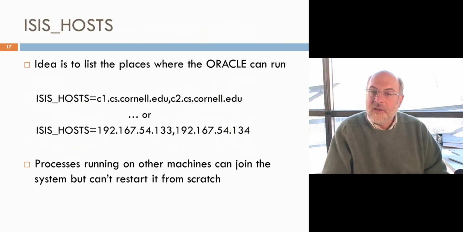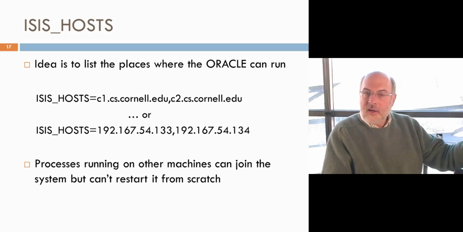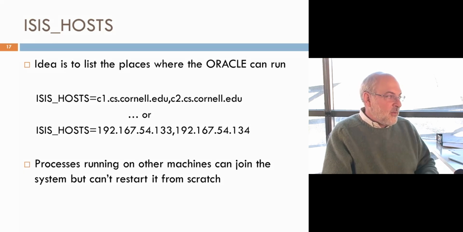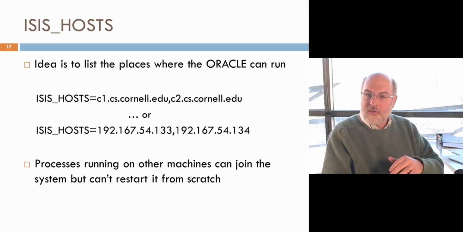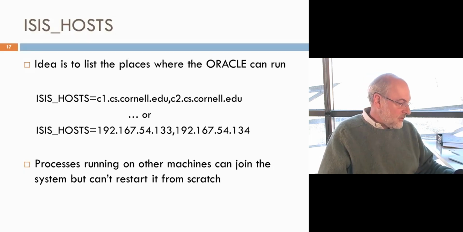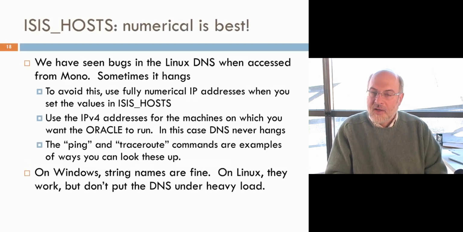ISIS hosts is just a list of places where the oracle can be found. And so typically it'll be a list of string addresses, or it might be a list of numerical IP addresses. And processes running on other machines can join the system, but they won't be allowed to restart from scratch. Restarting from scratch involves relaunching the oracle, and that can only be done on the ISIS hosts if you give a value for ISIS hosts. Numerical versions of these IP addresses work best.